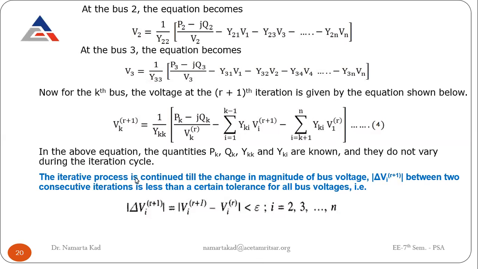So this is the equation that we have achieved from the Gauss-Seidel method. That is how to improve the value of voltage from its previous value. The previous value is given by this V_k^(r), that is for the rth iteration, and this V_k^(r+1) is for the next iteration, the (r+1)th iteration. So this is the final equation. Now let's start with the numerical part.